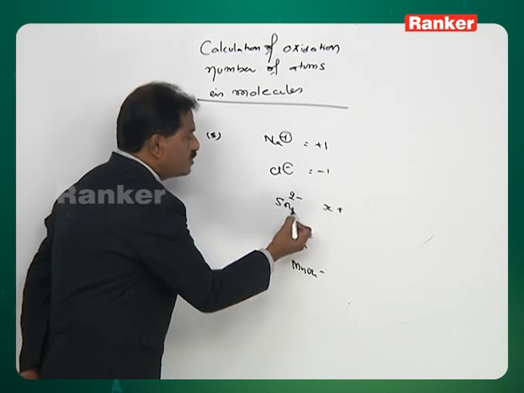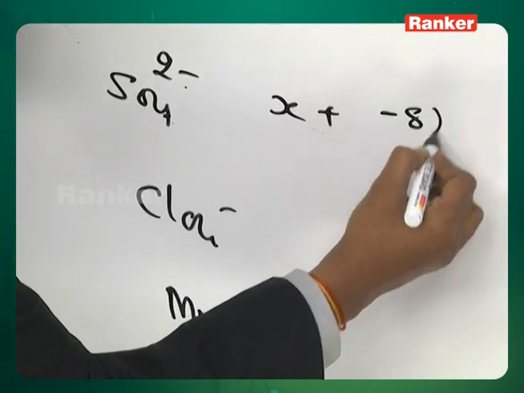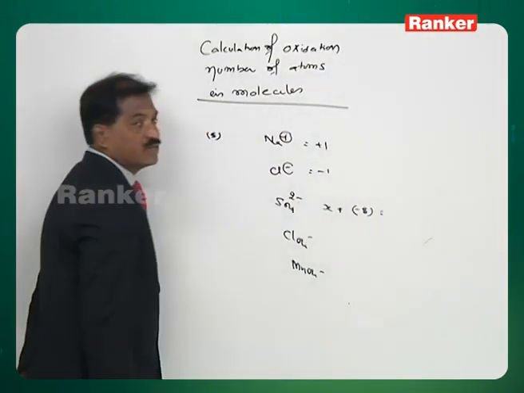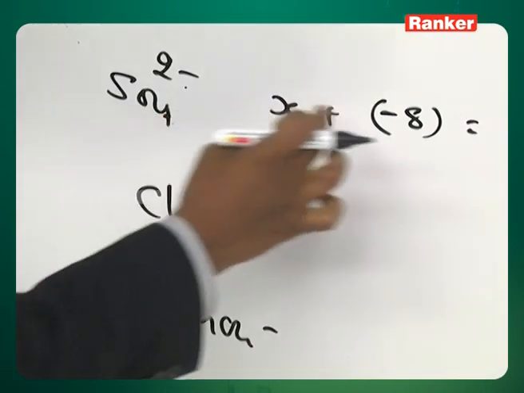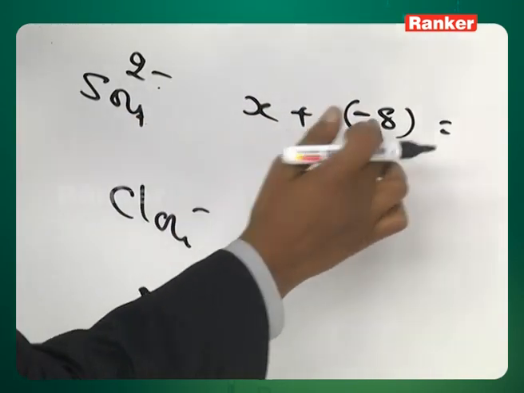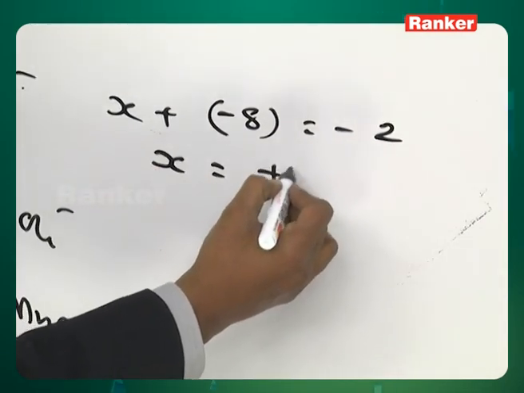So, for one oxygen, if the oxidation state is -2, for 4 oxygens, what is the total oxidation state? So, -8. For sulfur, the oxidation state is X. For 4 oxygens, -8. So, X plus -8 is equal to -2. Therefore, X is equal to +6.